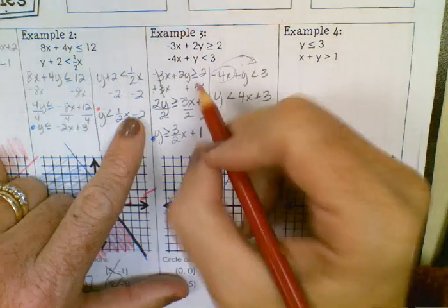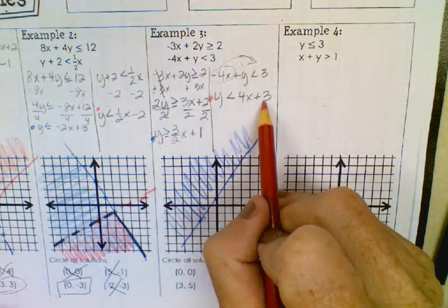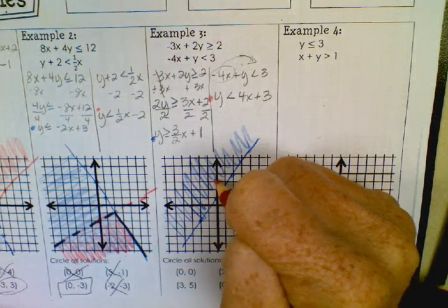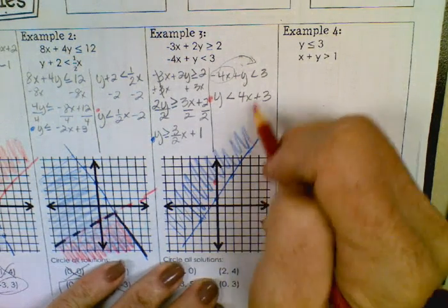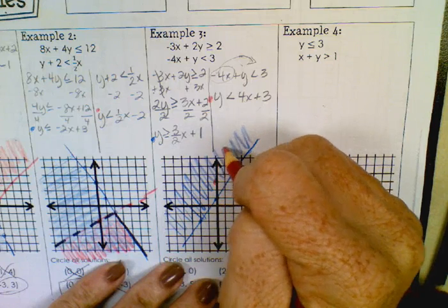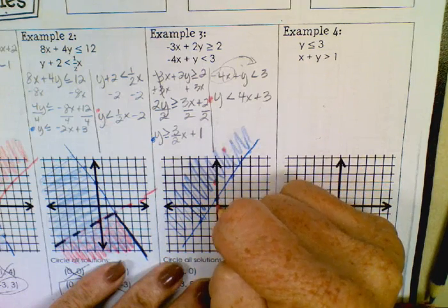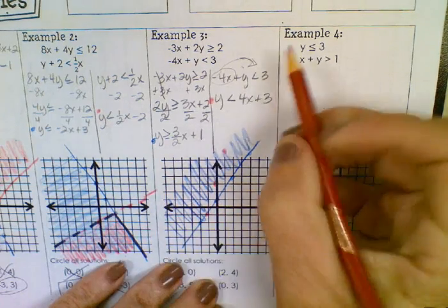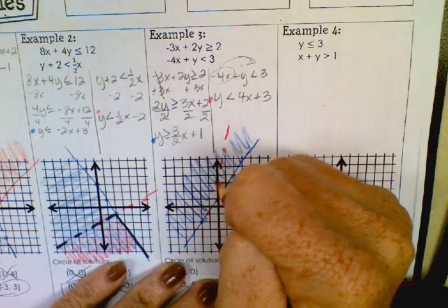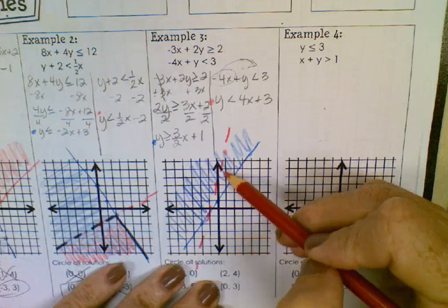For my red line, I'm going to begin at the 3, 1, 2, 3, and then my slope is 4 over 1, so 1, 2, 3, 4, and over 1. Or I could go 1, 2, 3, down 4, and to the left 1. That will be a dashed line, and it'll be everything less than that line.